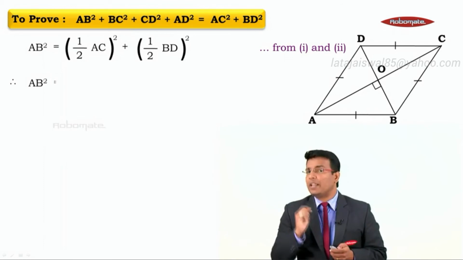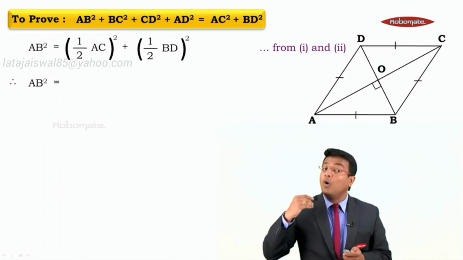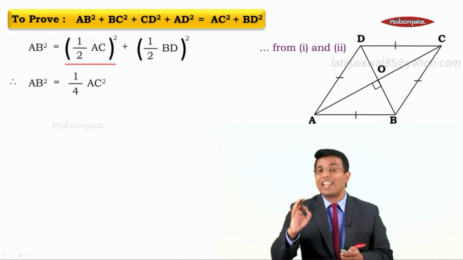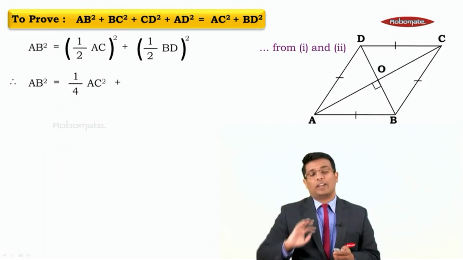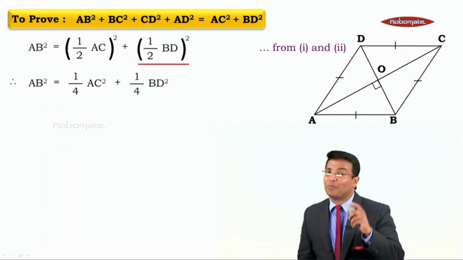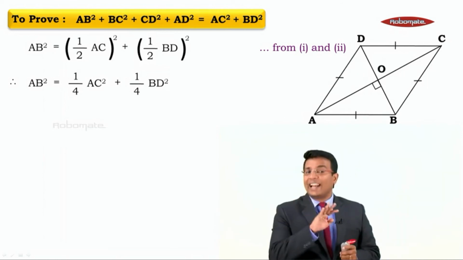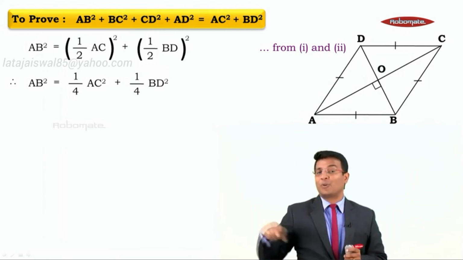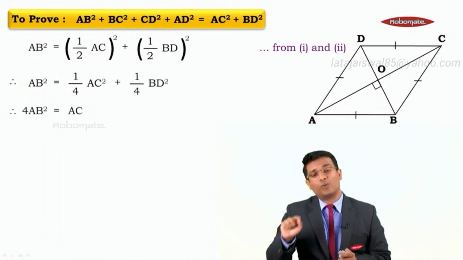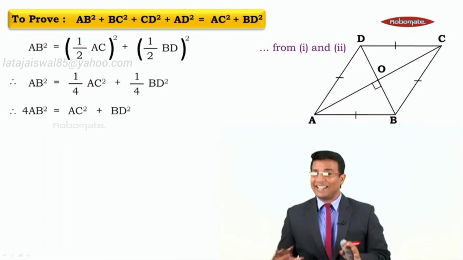So the left hand side would be AB square is equal to, on the right hand side, half of AC the whole square will be written as what? It is 1 upon 4 into AC square, plus the next one, 1 upon 4 BD square, which we got. Easy, simple. Now, you know that on the right hand side the denominator is nothing but 4. So 4 goes on to the other side, right? So that means we'll get 4 times AB square is equal to AC square plus BD square. We got this too. Easy, simple.